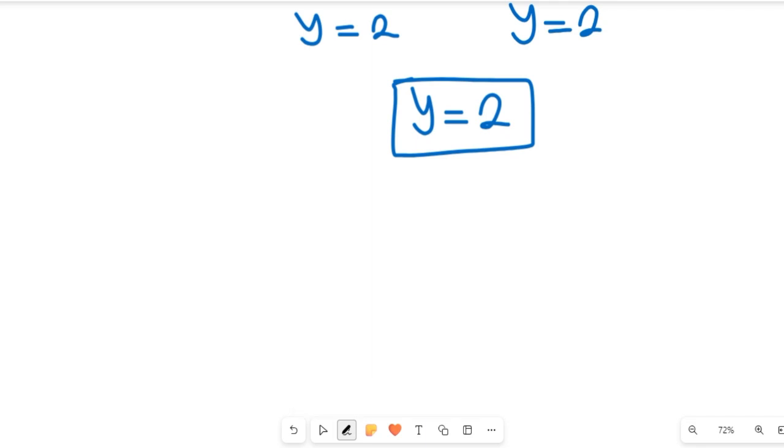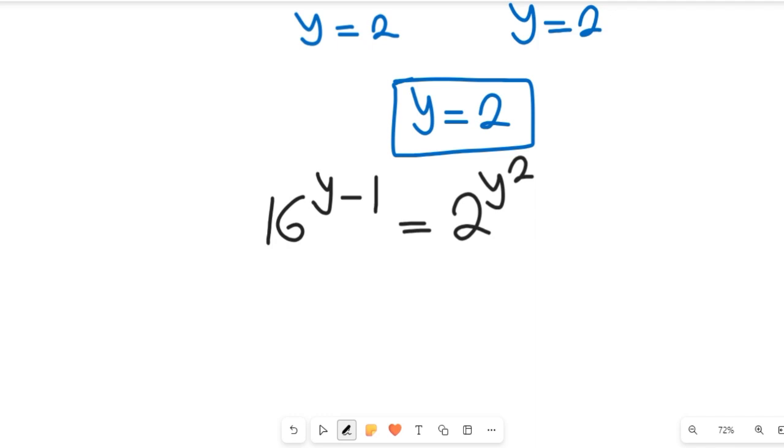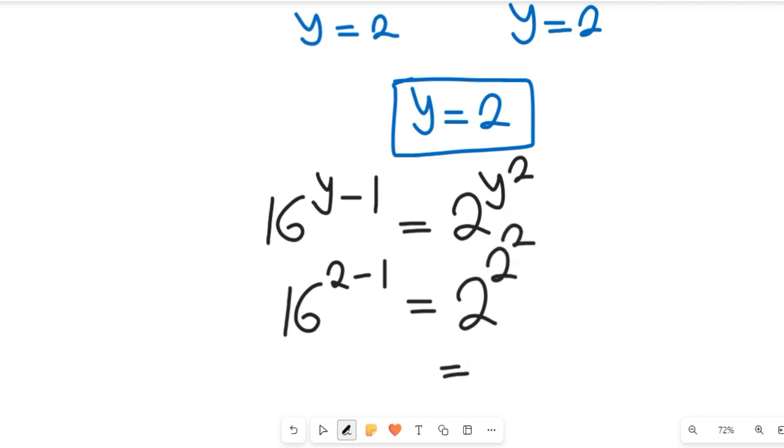Now to check, we are going to insert the value of y equal to 2 into the main equation, which is 16 to the power of y minus 1, we said is equal to 2 to the power of y squared. So if we insert y equal to 2, we're going to have 16 to the power of 2 minus 1 equal to 2 to the power of 2 to the power of 2. So over here, we're going to have 16 to be equal to 2 to the power of 2. This will be 2 to the power of 4.